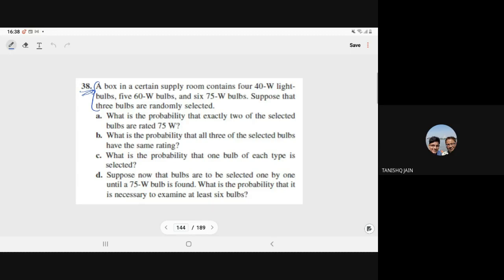Suppose now that bulbs are to be selected one by one until the 75 watt bulb is found. What is the probability that it is necessary to examine at least 6 bulbs?